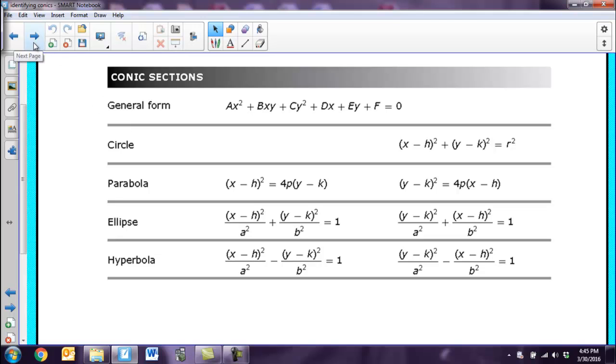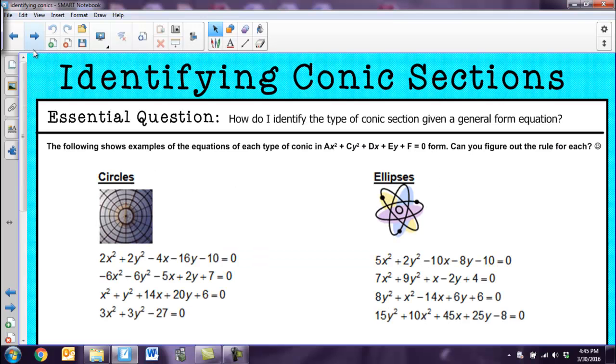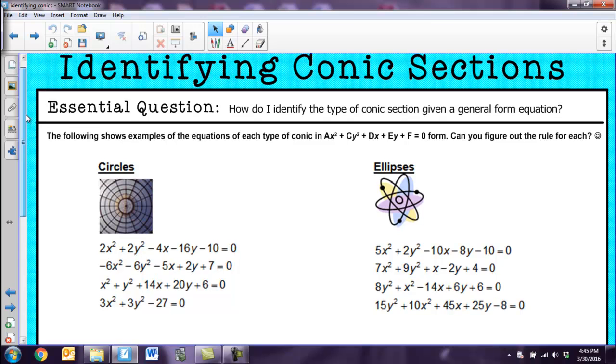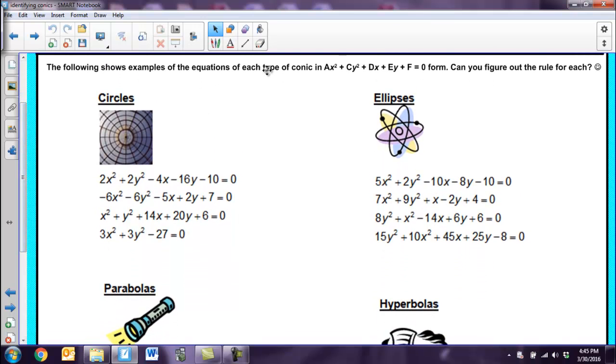Now the thing we're going to see today is when they don't give it to us looking exactly like these, how can I tell what type of conic section it is? So it says the following examples are in the general form of each of the conic sections. If I look here, all of these are circles. I'm telling you right now, all of these are circles.